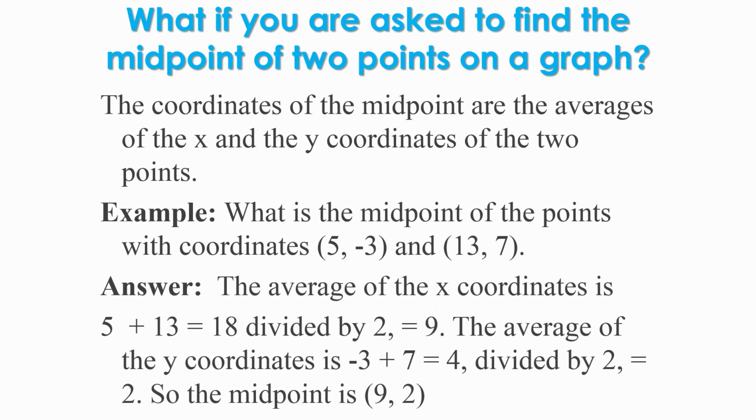Well, the average of the x coordinates is 5 plus 13 divided by 2, or 9. The average of the y-coordinates is negative 3 plus 7 divided by 2. That's 4 divided by 2, or 2. So the midpoint has the coordinates 9, 2.